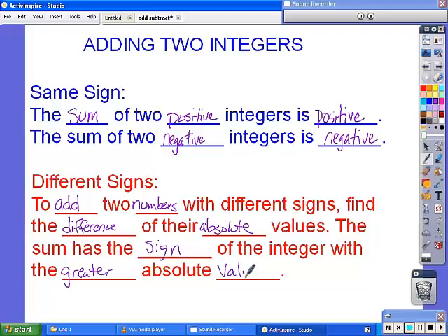Now I know that makes no sense whatsoever, but when we see an example, it's going to make a lot more sense. So make sure you have all those blanks filled out before you move on.